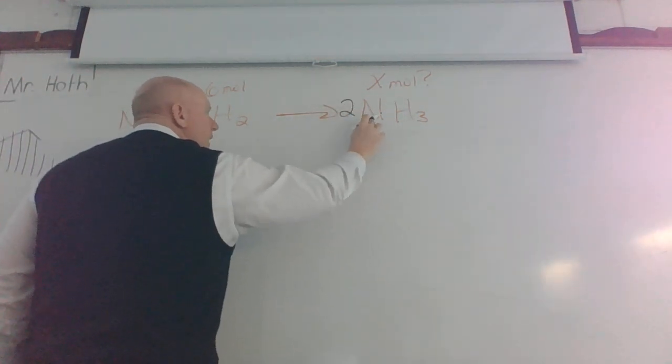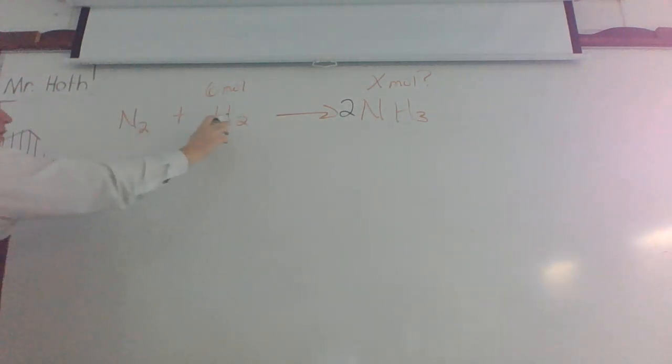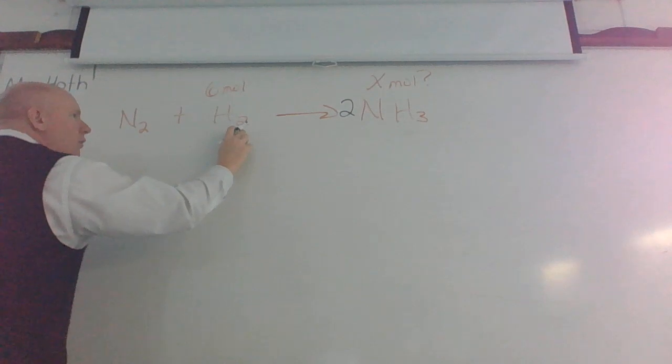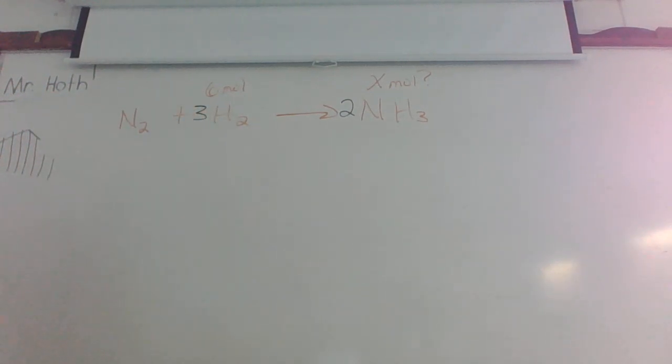So that gives us 2 nitrogens, 6 hydrogens. We've got 2 nitrogens, but only 3 here. So we need to get that up to a 6, so we put a 3 there. Okay? Now we've got our balanced chemical reaction.